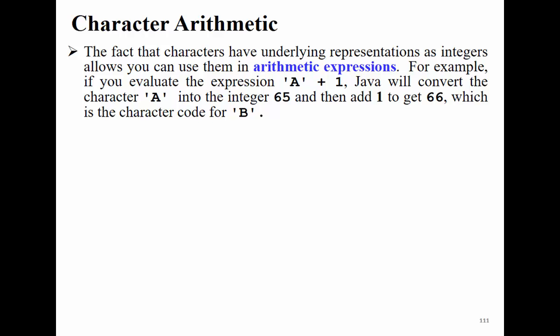We can do arithmetic with characters. If we have 'A' plus 1, Java will convert capital A to a number, which is 65, and then add 1 to 65. That will make it 66. Then it looks at Unicode and sees 66 is equivalent to capital B. So this is how we can do character arithmetic. So we have A as a character plus 1, and we get capital B.